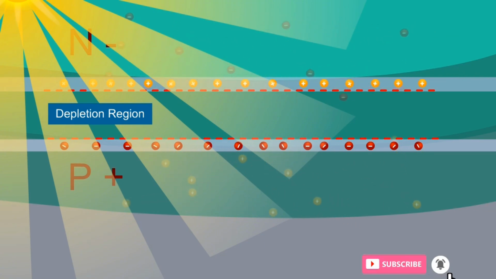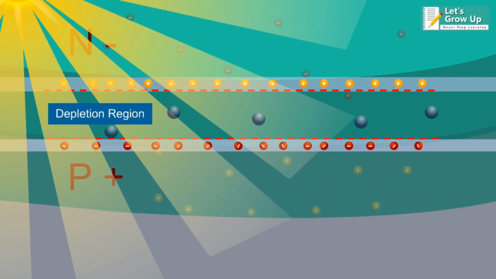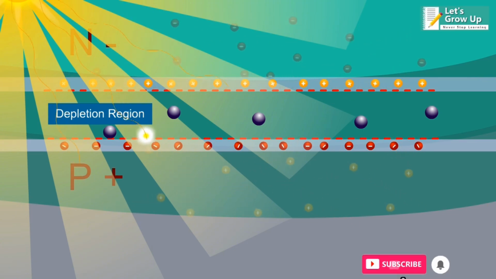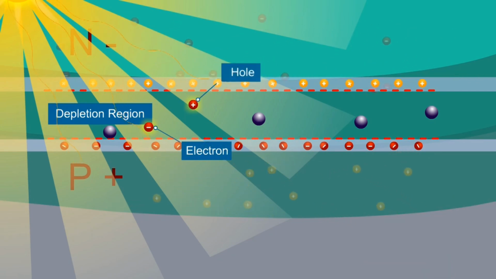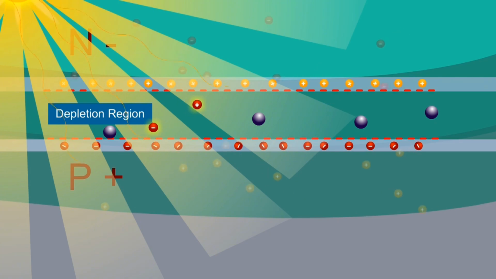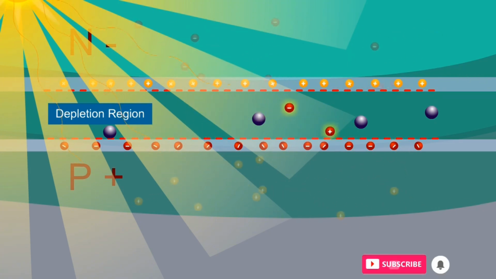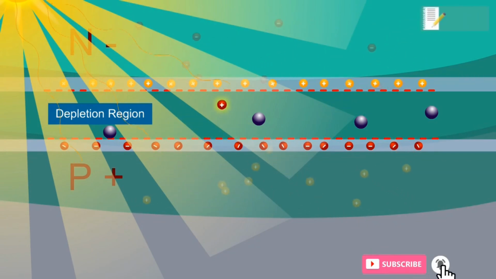Due to the deficiency of charge in the depletion region, it contains neutral atoms. These neutral atoms are broken when the photons from the sunlight strike the depletion layer. This knocks the electrons from the neutral atoms, leaving behind the holes and producing free charge carriers. Then, the electrons move towards the N-type layer and the holes move towards the P-type layer due to the electric field present in the depletion region.